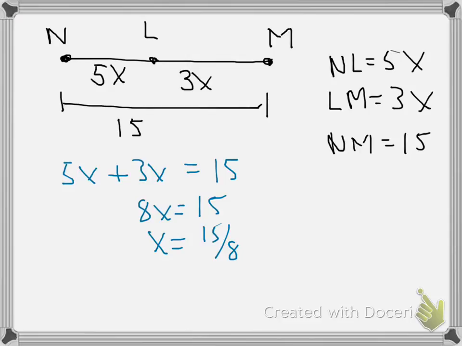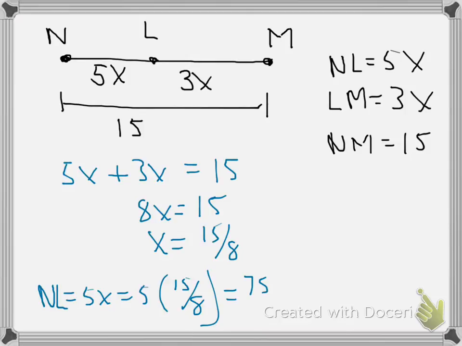That's what it is. Now, the problem might also ask you, how long is NL? Well, we know that NL is 5 times x. So it's 5 times 15 over 8, which means it is 75 over 8. Now, 75 over 8, let's see, 8 goes in there 9 times. 9 times 8 is 72, so we'd have 3/8 left.